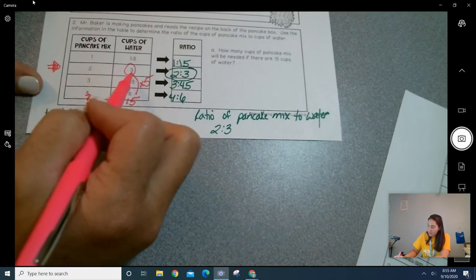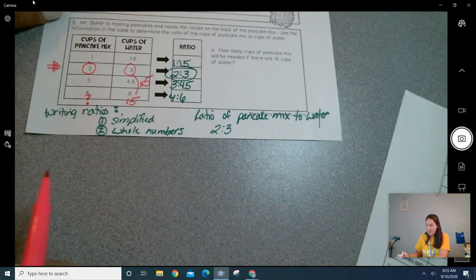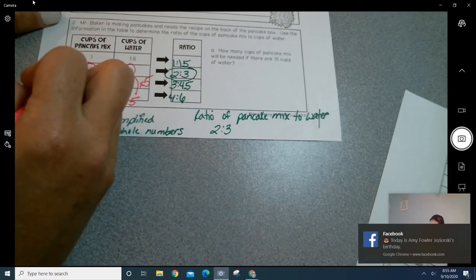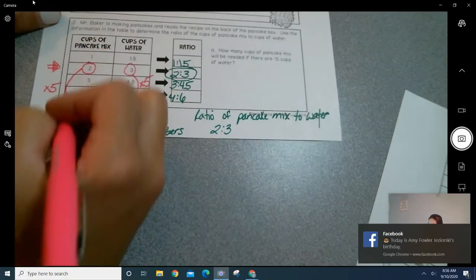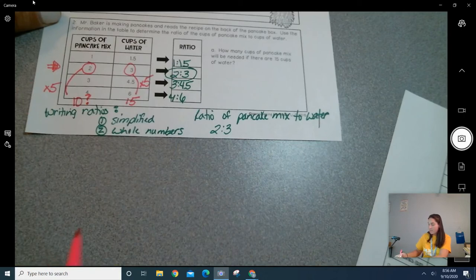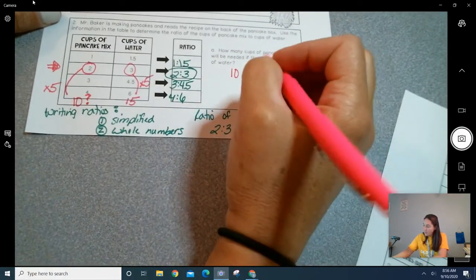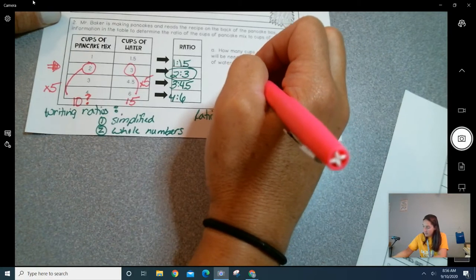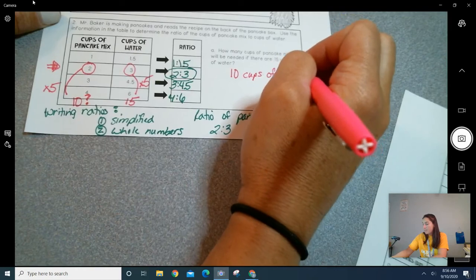So I'm going to use this ratio to figure out my missing piece. So if I took 3 and multiplied 3 by 5, I'm going to have to do the same thing to the 2. I'm going to take 2 and I'm going to multiply it by 5, and that's going to give me my missing ratio, 10. So I know that I need 10 cups of pancake mix.